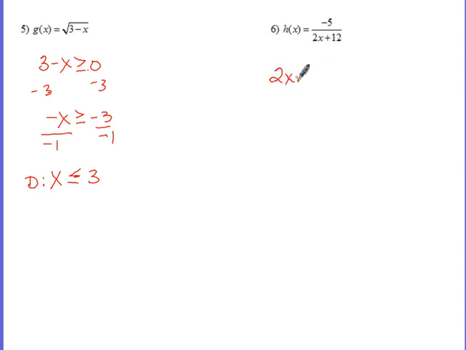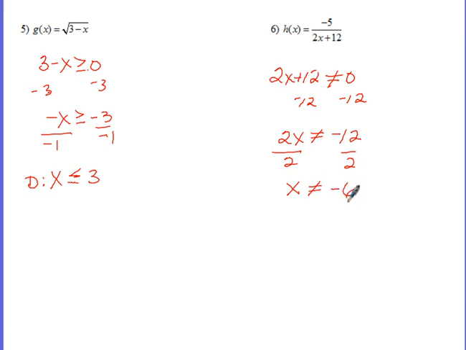2x plus 12, you're never allowed to equal 0. Well, for what x value, for what domain value does that happen? Subtract 12 from both sides. 2x does not equal negative 12. Divide 2 on both sides. So we're saying x can never equal negative 6. That's the domain. It can be anything else.